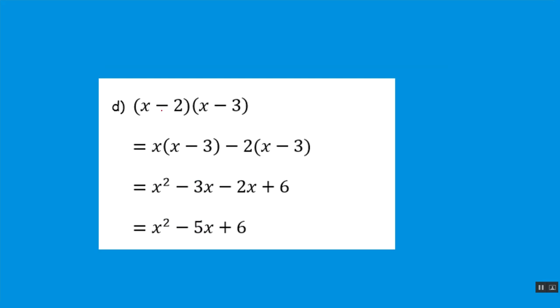The next one, we've got negatives for both here. So this negative goes there. And we've got x minus 3 and x minus 3. When we expand the brackets, x times x is x squared. X times minus 3 is minus 3x. Minus 2 times x is minus 2x. And minus 2 times minus 3 is positive 6. Collect the like terms. Minus 3 minus 2 lots of x is minus 5 lots of x.